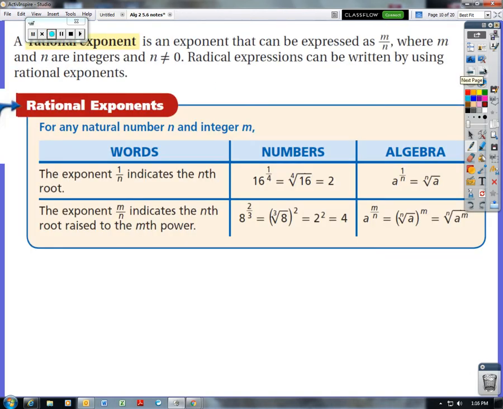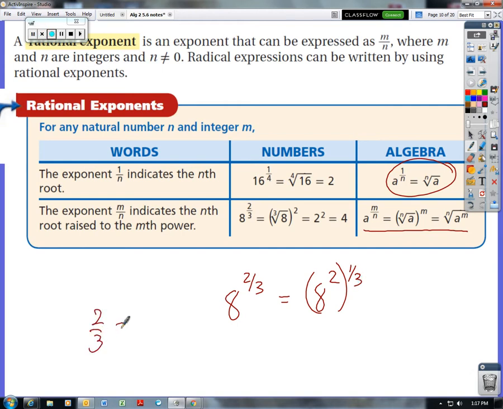This slide I've already talked about, this property right here. However, I have not talked about this property. If you have something, here I'll do it with numbers because it's more interesting that way. Say you have 8 to the 2/3. You can write that as 8 squared, the 2 here is the squared, to the 1/3. So I'm breaking apart 2/3 into 2 times 1/3.